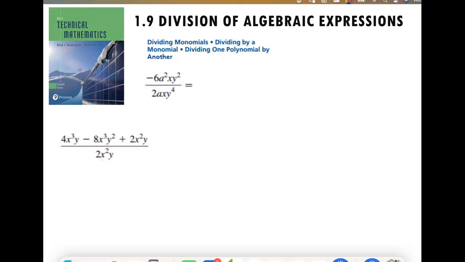In lesson 1.9, we're now working with division of algebraic expressions. So for our first example here, we're dividing monomials. Since there are no addition or subtraction signs in between here, this is all a product divided by a product, so we can just separate things. So we're looking at this being, let's see.